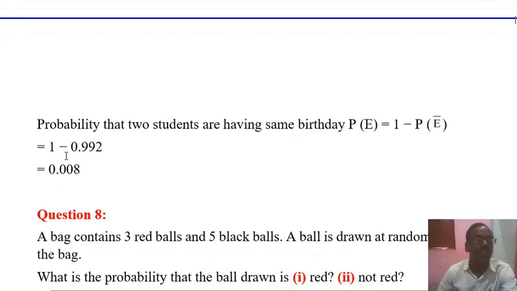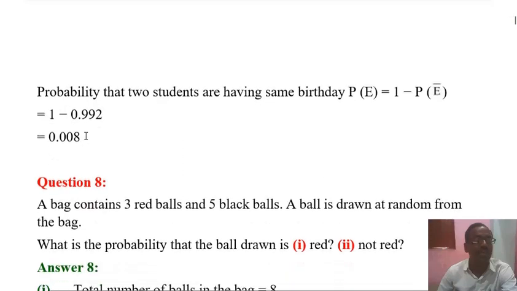So we put here 1 minus 0.992. After the subtraction we get this one. So the solution of question number 7 will be this one.